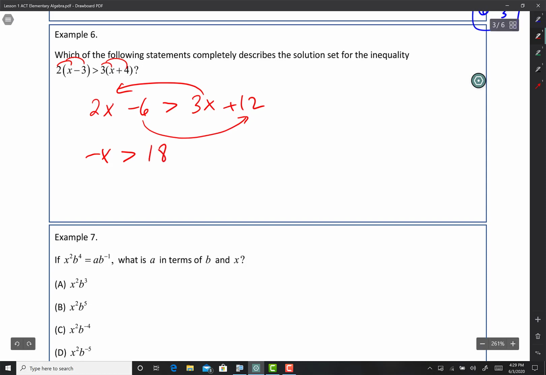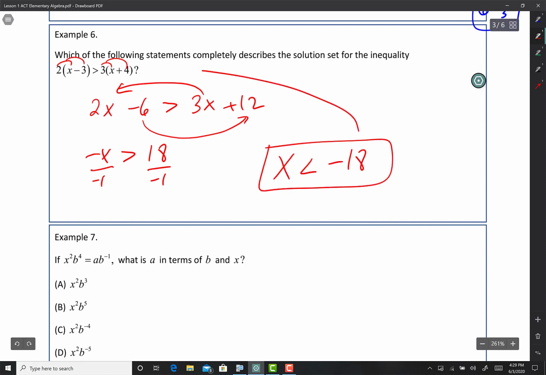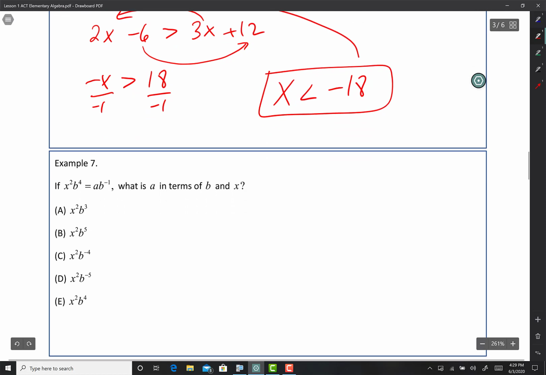And then I don't want a negative x, I just want x values. So you divide by negative 1. And when you divide by negative 1, make sure to switch that inequality symbol. So x is less than negative 18. So this would make that statement true. And there it is. That's it, guys. All right, let's keep going.